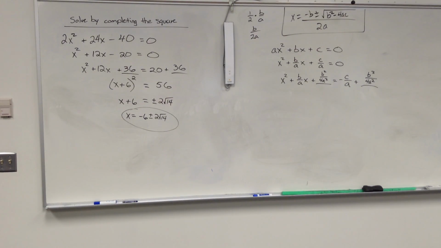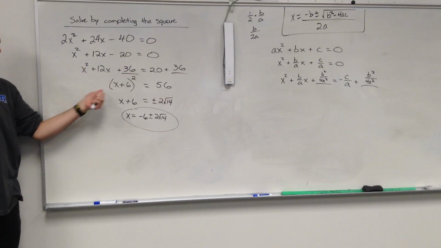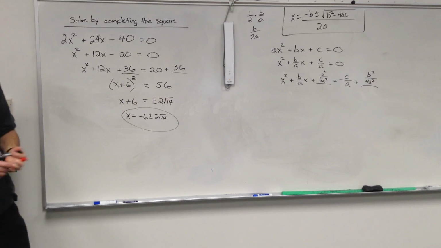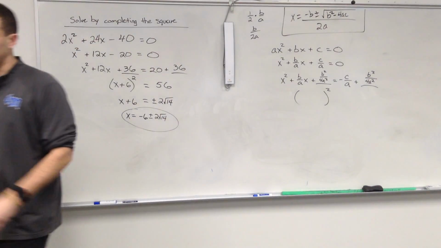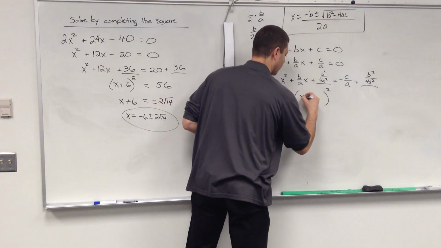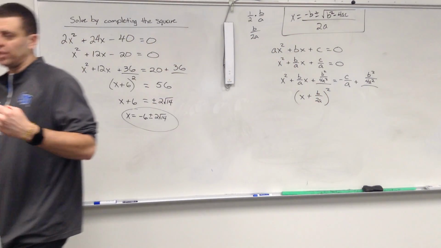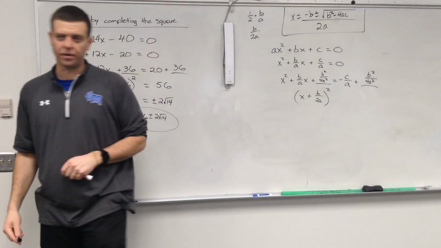Now, on the left side, I have a perfect square. Okay? Just like on this problem, I had a perfect square. It's x plus half of that value times itself. Okay? So in this case, my left side could be factored to what? X plus b over 2a, quantity squared. X plus b over 2a times x plus b over 2a would equal this perfect square trinomial that we have right above there.